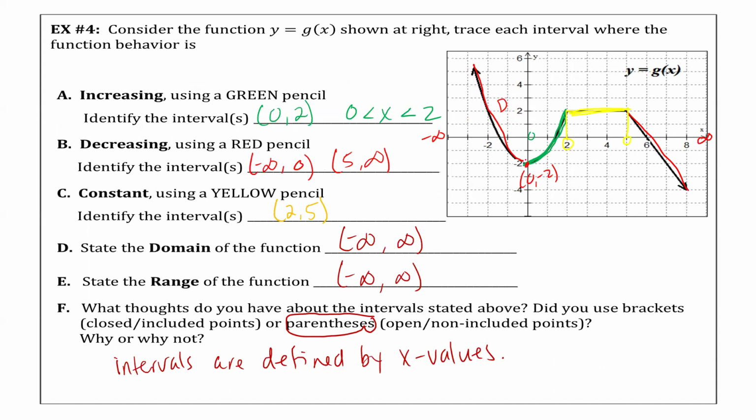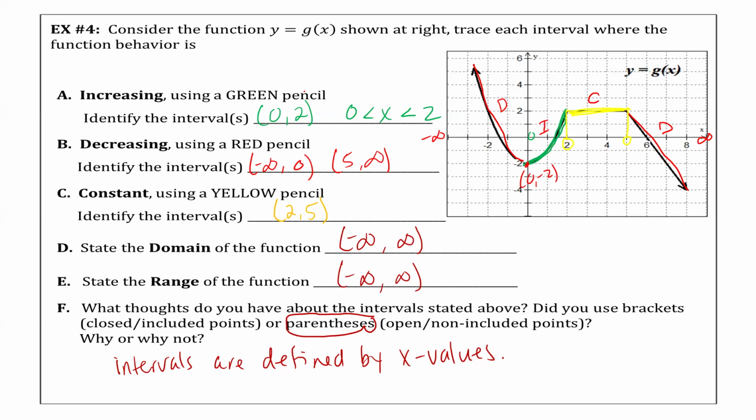As I keep reading, I now am doing what? Increasing. As I keep going, now what am I doing? Constant. As I keep going, what am I doing? Decreasing. So when I come to the problem and it asks me, what interval am I increasing or decreasing on? I already have it labeled on my graph. Does that make sense?